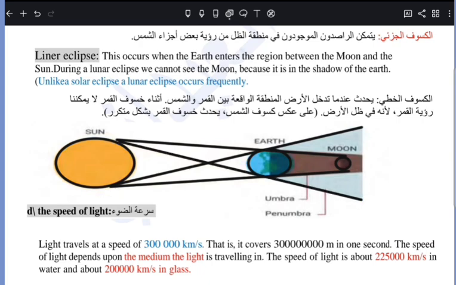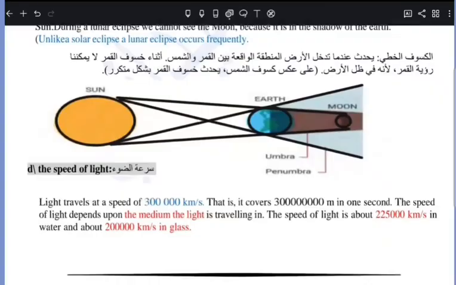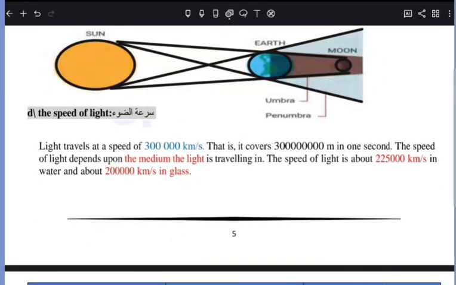Now, the straight line gives me the umbra, and the cross rays give me the penumbra. From this case, we can make the diagram of the lunar eclipse. It explains the penumbra and umbra.